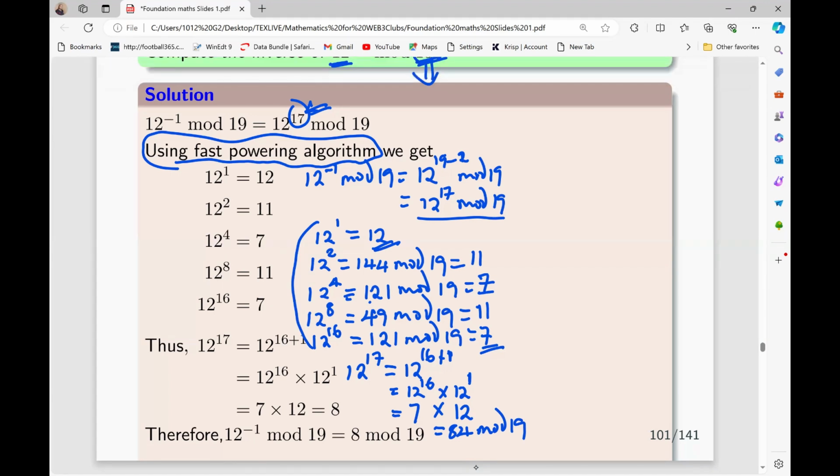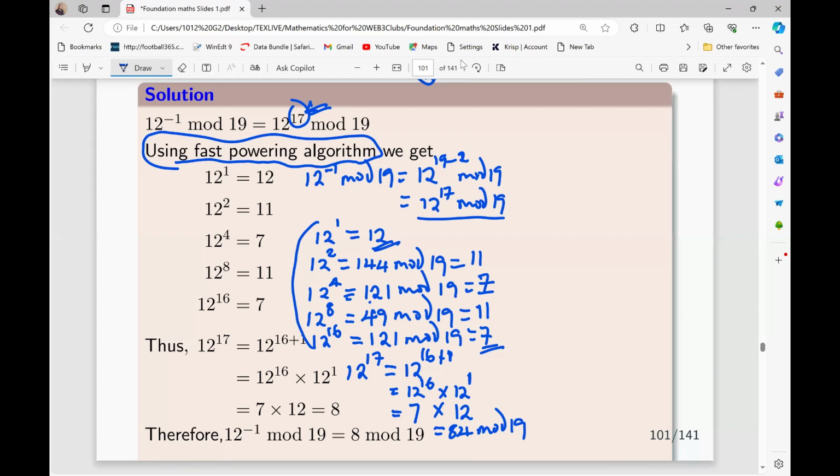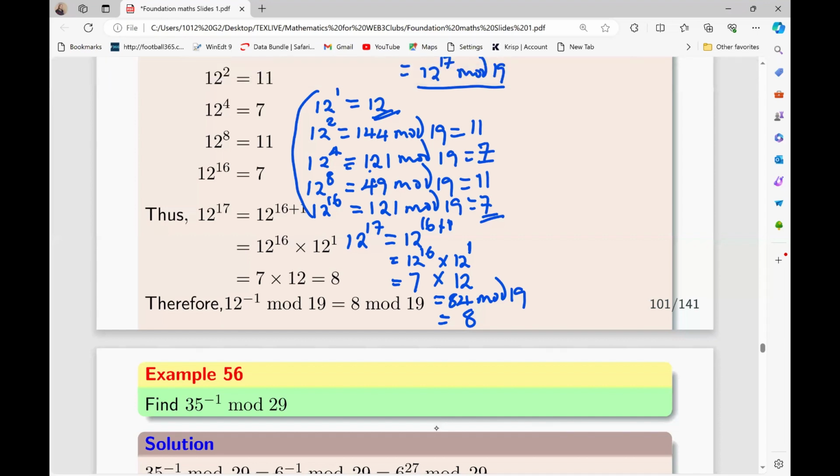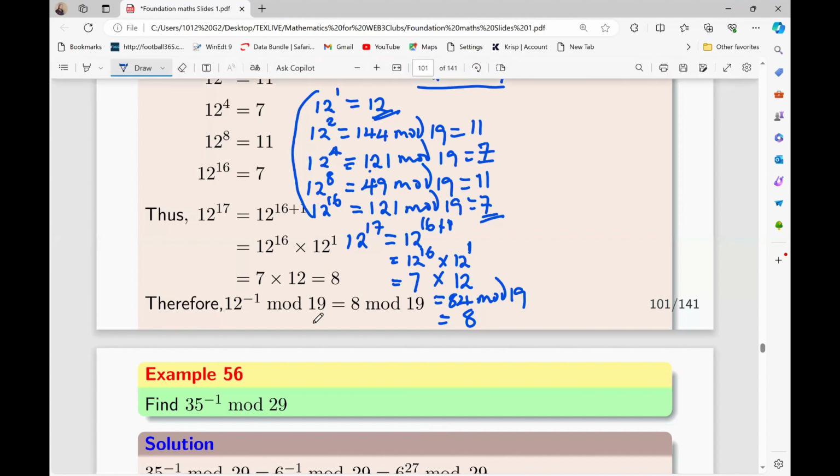So how many times does it go there? Our calculator comes in handy. 84 divided by 19 goes there 4 times, and the remainder is 8. Therefore, the inverse of 12 mod 19 is 8.